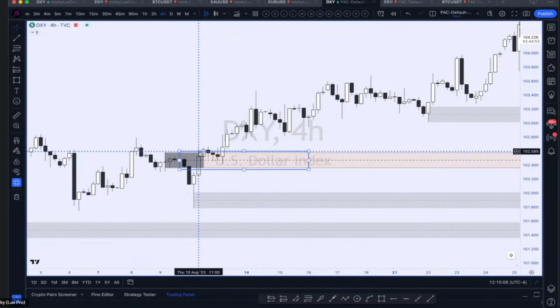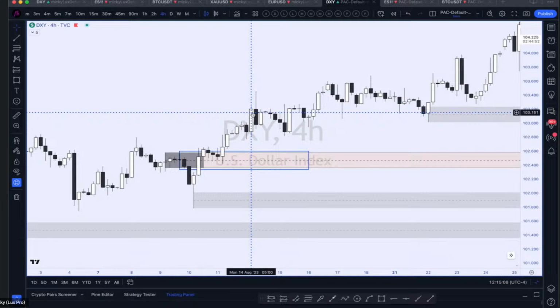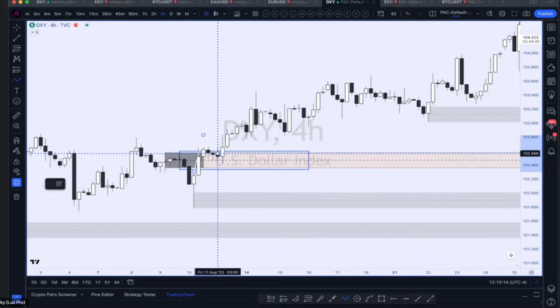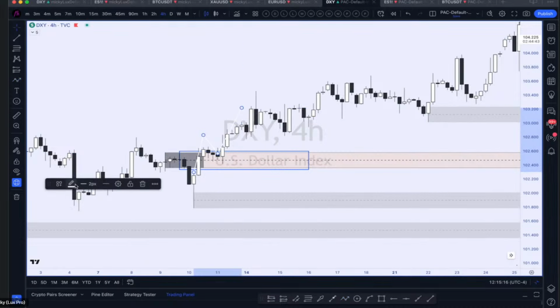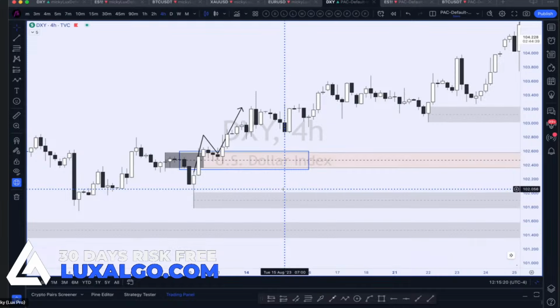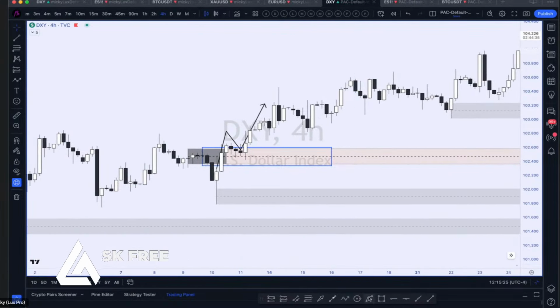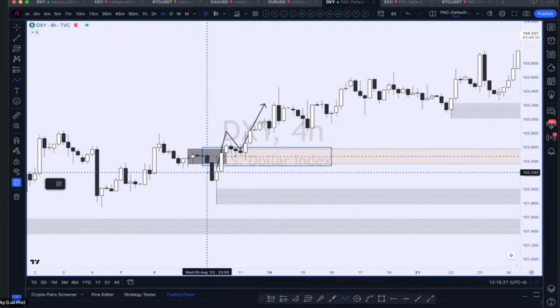4 hour. Up, down, boom. That's the path. Remember the path in previous live streams? There's the path. Okay. There is the path. All right. And what is the bearish path? Here is my bearish path.